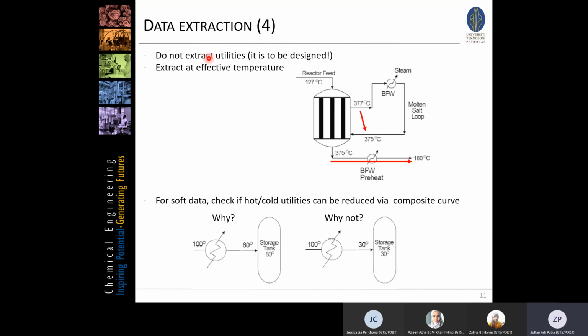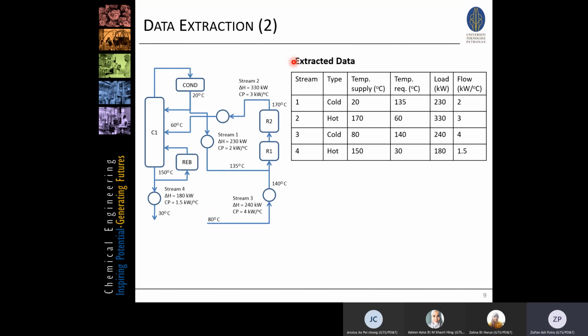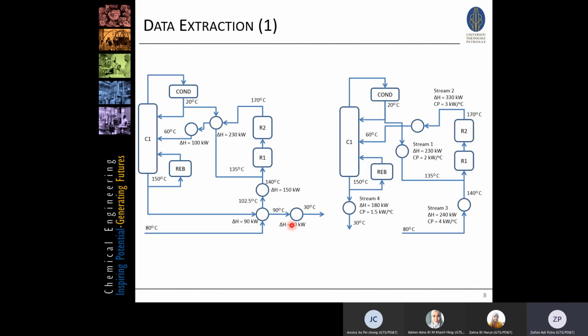The other extraction rule is that we do not extract utilities. This is going to be designed, which means we are considering the stream from here to there. If we need to look at this stream as one big stream from one location to another, it has a requirement that we cannot violate. So we can consider this like one stream. We cannot define this stream as from here to there. This is one stream, and from here to there, that's another stream.